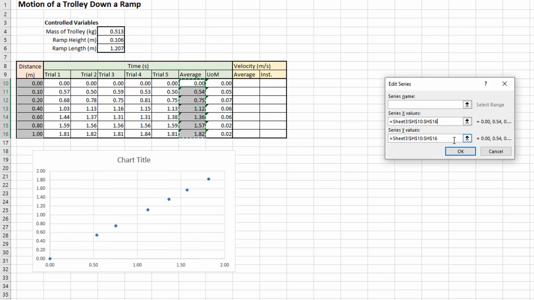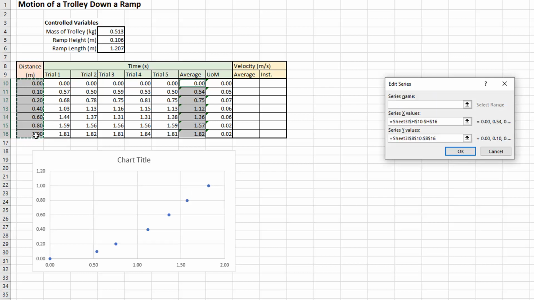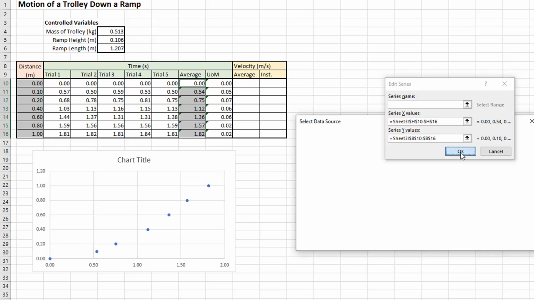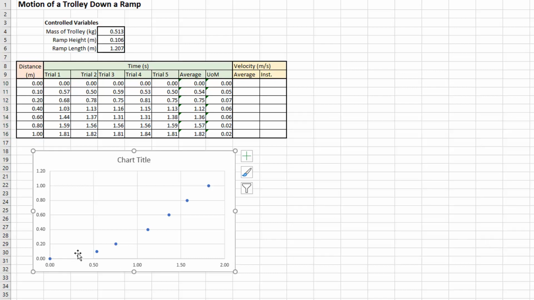So I'm going to click there, and then my Y values, I'm going to delete all those, and for my Y values, that's where I want my distance or my displacement. So I'm going to select distance there. Click OK. All right, and now when I go OK, that's the shape of the graph that we expected, sort of parabolic with the slope increasing as time goes on. Okay, let's tidy this up.